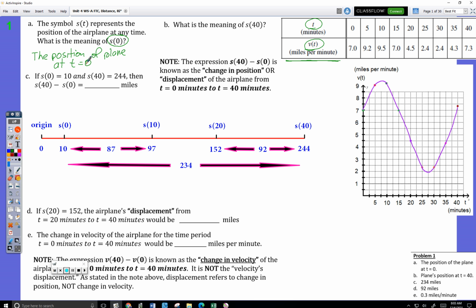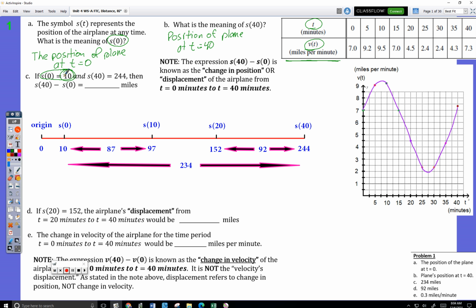Okay, that's all S of 0 means. And so then item B, pretty straightforward as well. S of 40 would be the position of the plane at time equal 40 minutes. So that's just review. Item C says, if we put some numbers to this, and we say that the plane's position at time 0 is 10 miles from where it started, I guess that's wrong. So that's just, it's 10 miles from some reference.